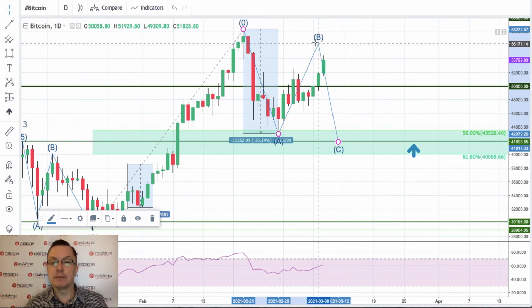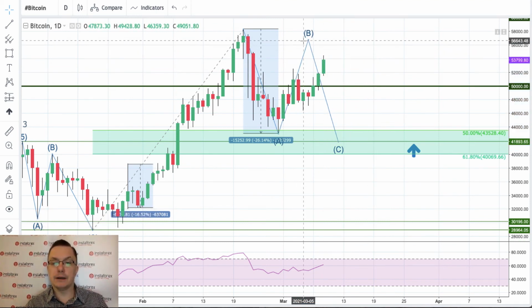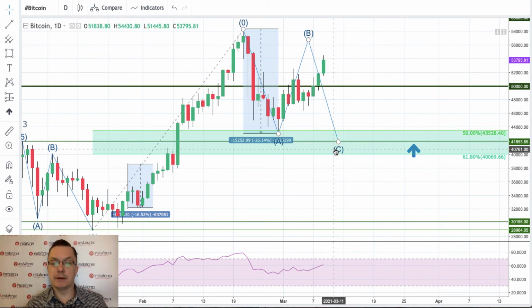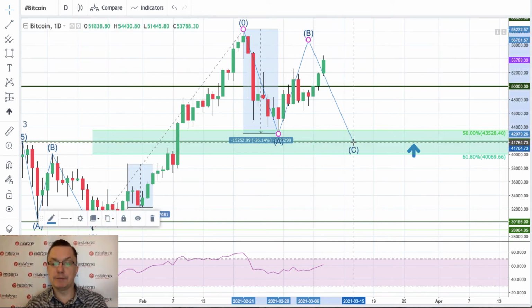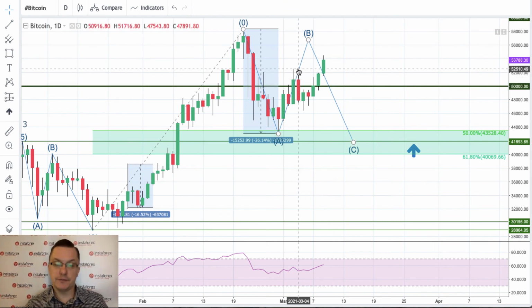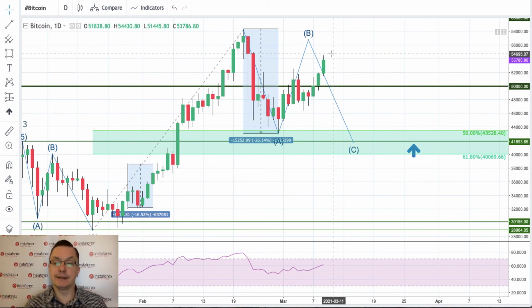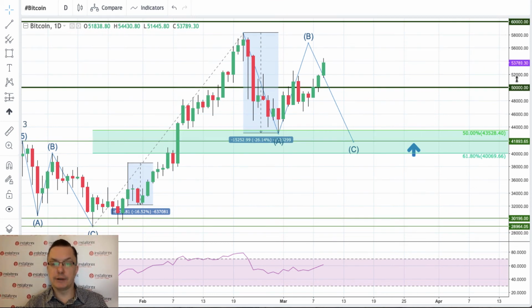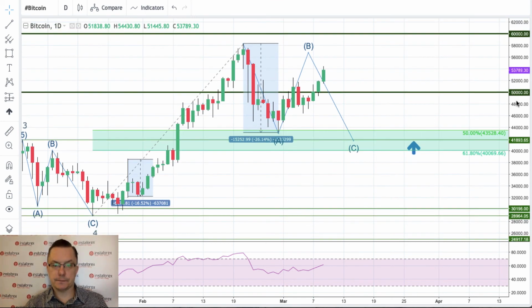So I will keep my ABC pattern here, because it still might be a deeper correction there, but please keep an eye on the current development in wave B. It might be a double zigzag, or first it might be a zigzag, then it might be a double zigzag, but this is definitely something important, and it looks very interesting, that move up towards the, well, we are approaching the highs at 58,189. So right now we have two choices.